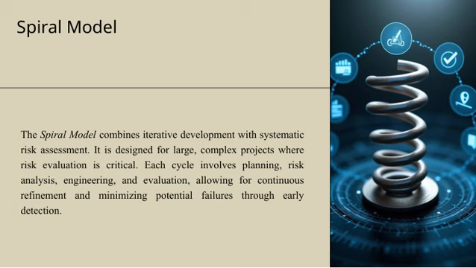This structure helps us identify potential issues early on, reducing the likelihood of failure later. By continuously assessing risks and making adjustments, the spiral model ensures that we can manage uncertainties effectively and deliver a more reliable product. Connecting this to our overall theme, it highlights how proactive risk management and iterative progress are essential for tackling complex development challenges successfully.